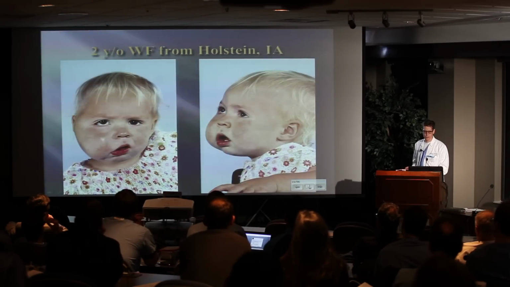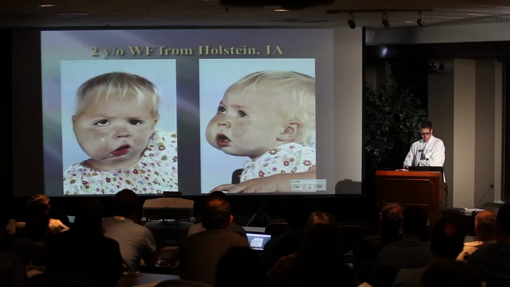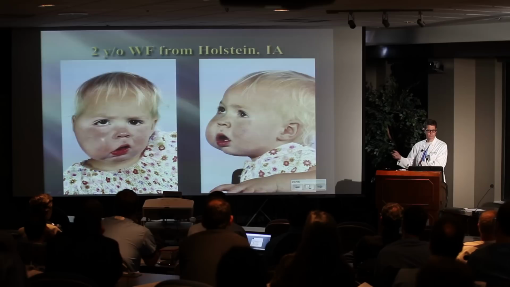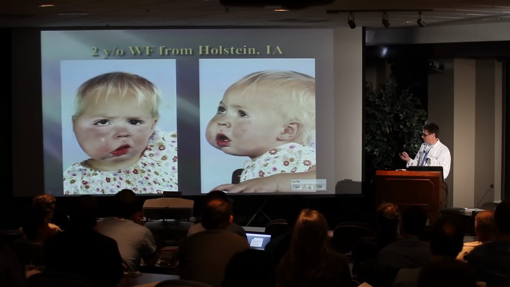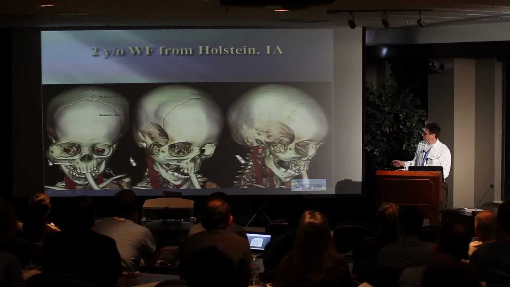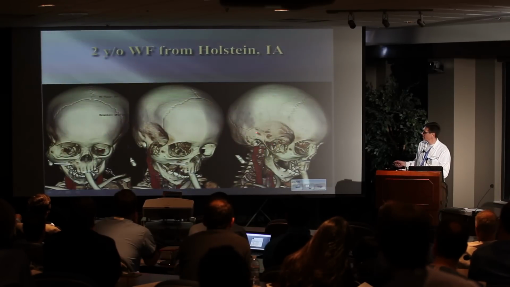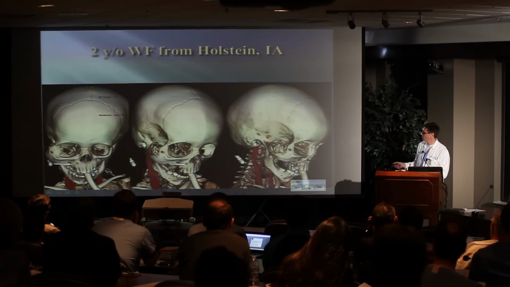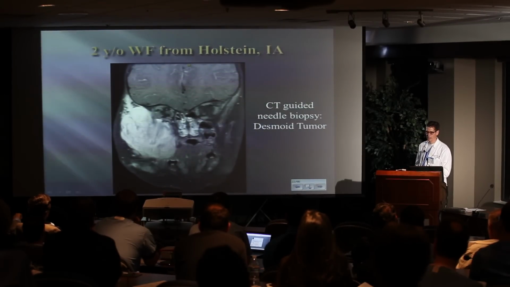Well, this is a 2-year-old girl from a small town in Iowa, so you'd say Staten Island, for instance, right? She's obviously got this problem here, and she's got this big tumor in her infratemporal fossa and remodeling. You can see it's really quite, I don't know if you can appreciate it, this is the mandibular condyle, which has been all eroded, and her pterygoids have been pushed medially. And so she has this big tumor, and they did a needle biopsy, it's desmoid tumor.